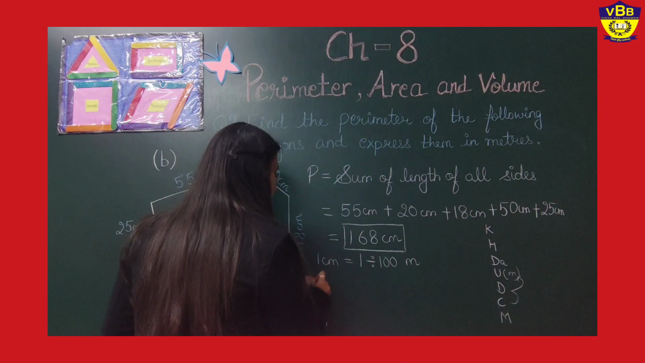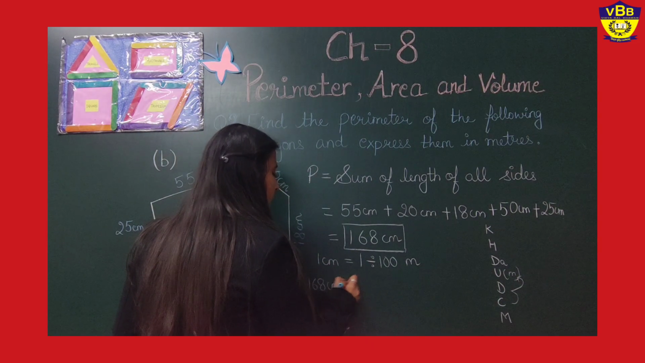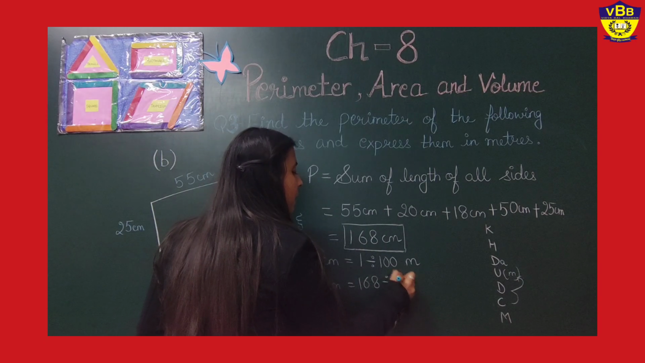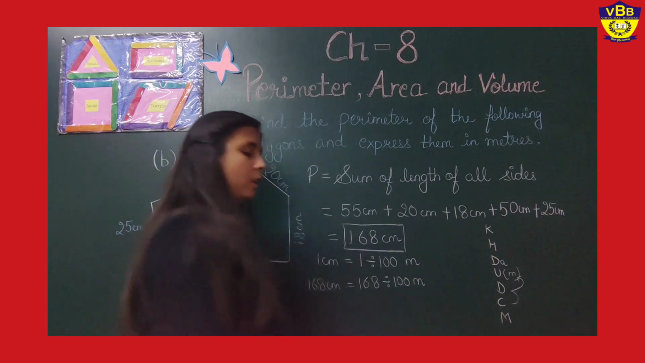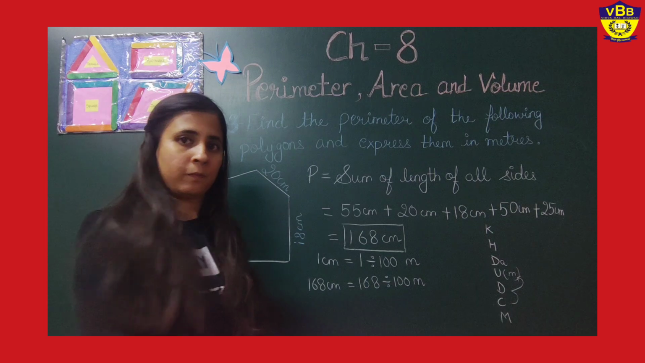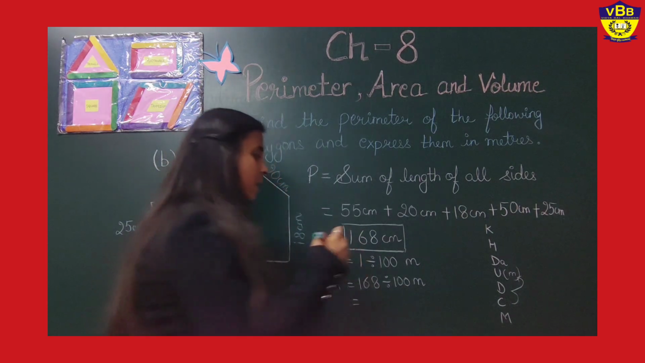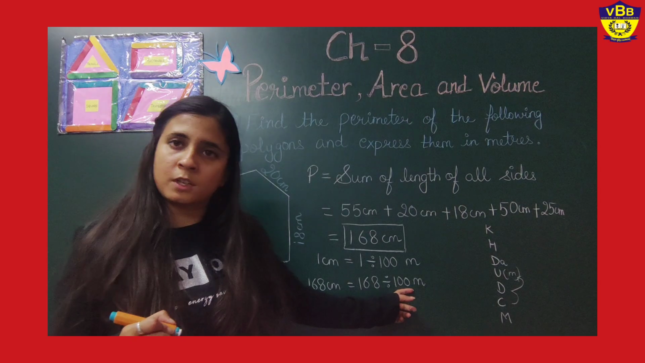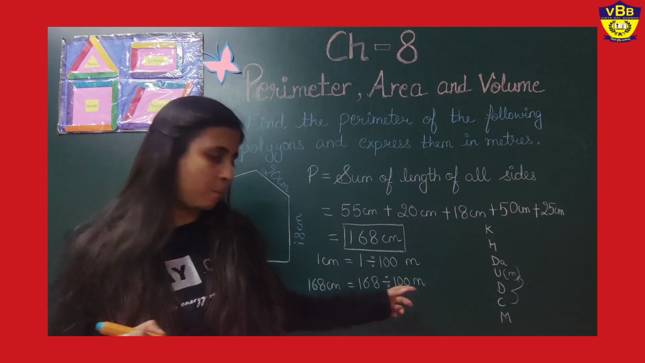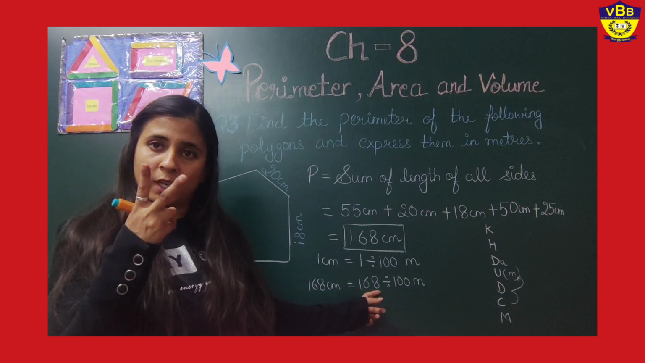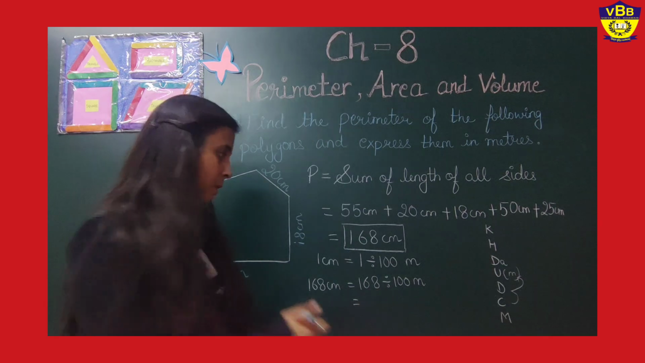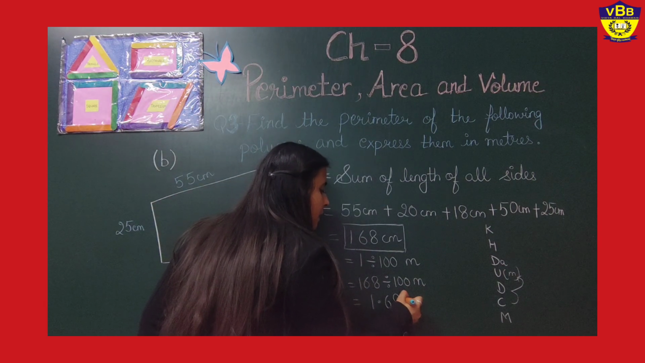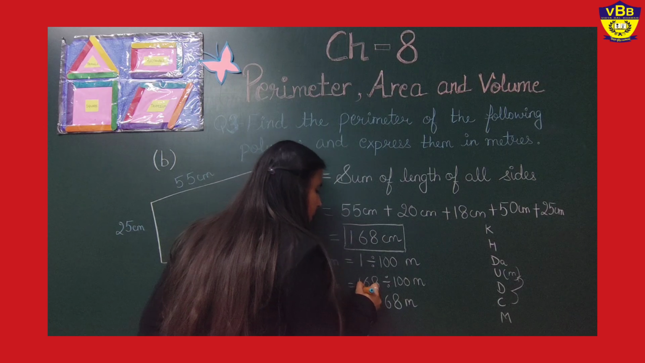Okay, 168 centimeter is equal to 168 divided by 100 to convert it into meter. Now, decimal division by 10, 100, 1000. Number of zeros 2. So after decimal point there should be 2 digits in our number. So it will become 1.68 meter.